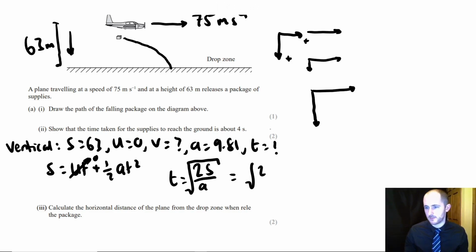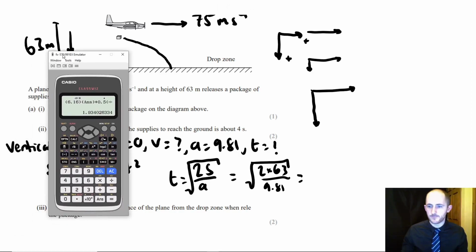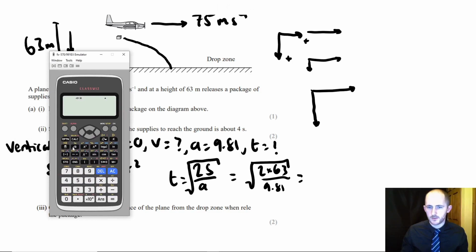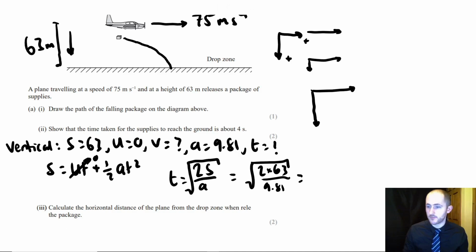So we have 2 times 63 over 9.81. That gives us our value, and we just need to work out what that value is. So square root over 2 times 63 over 9.81, 3.58 seconds, which is indeed, it rounds to 4 seconds.